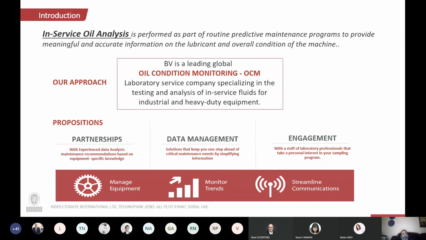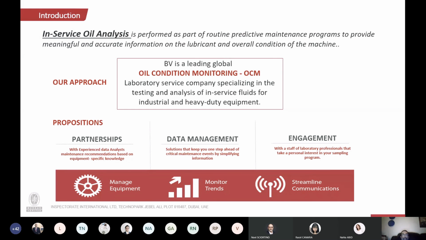And just a definition of the oil condition monitoring program, we are focusing mainly on the oil testing for these programs. As a definition, in-service oil analysis is performed as part of a routine predictive maintenance program to provide meaningful and accurate information on the lubricant's condition and the overall condition of the machines and equipment.